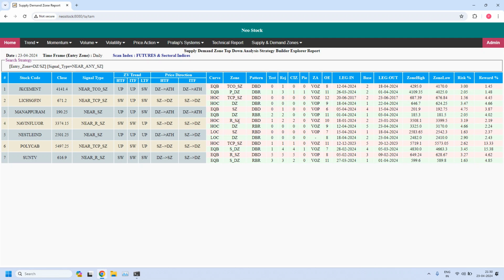We have Navin Fluorine. Already tested once and 2 rejections from this zone. Have we discussed this stock in one of the earlier HLQ analysis videos? In case we discussed, you will be having the fine-tuned zone details.